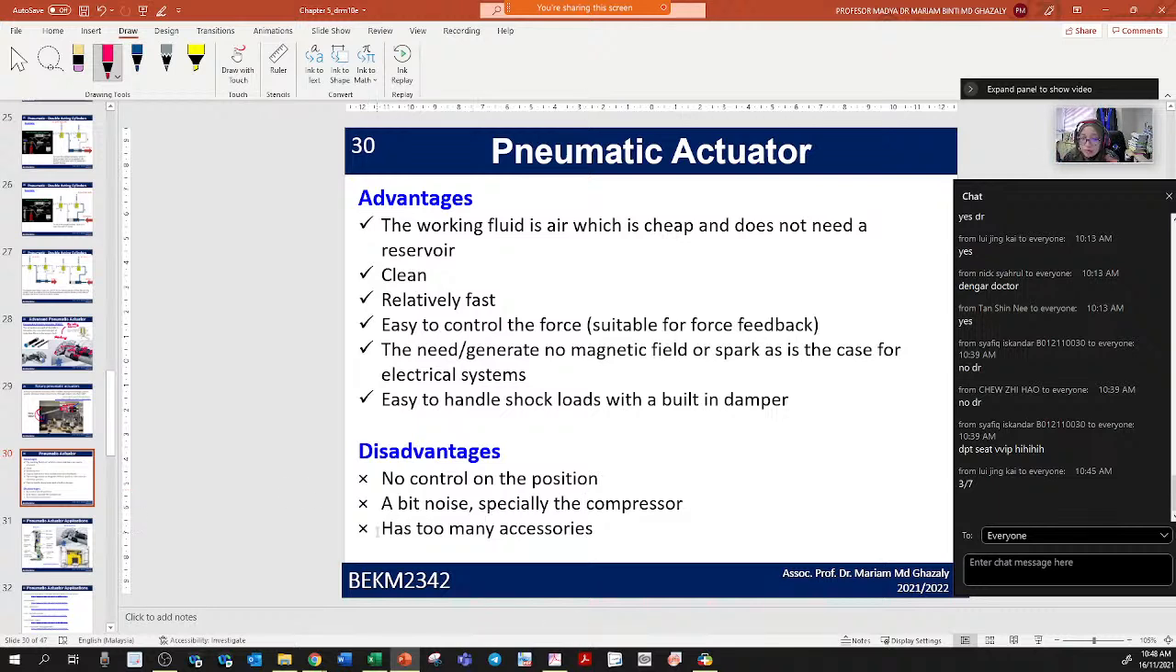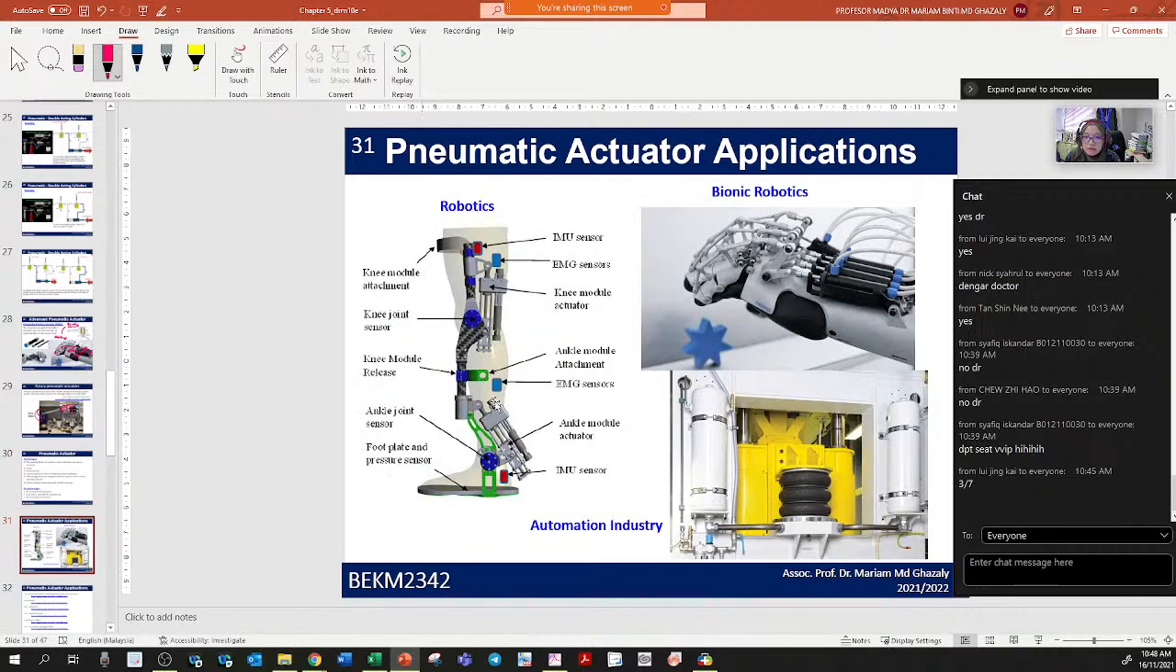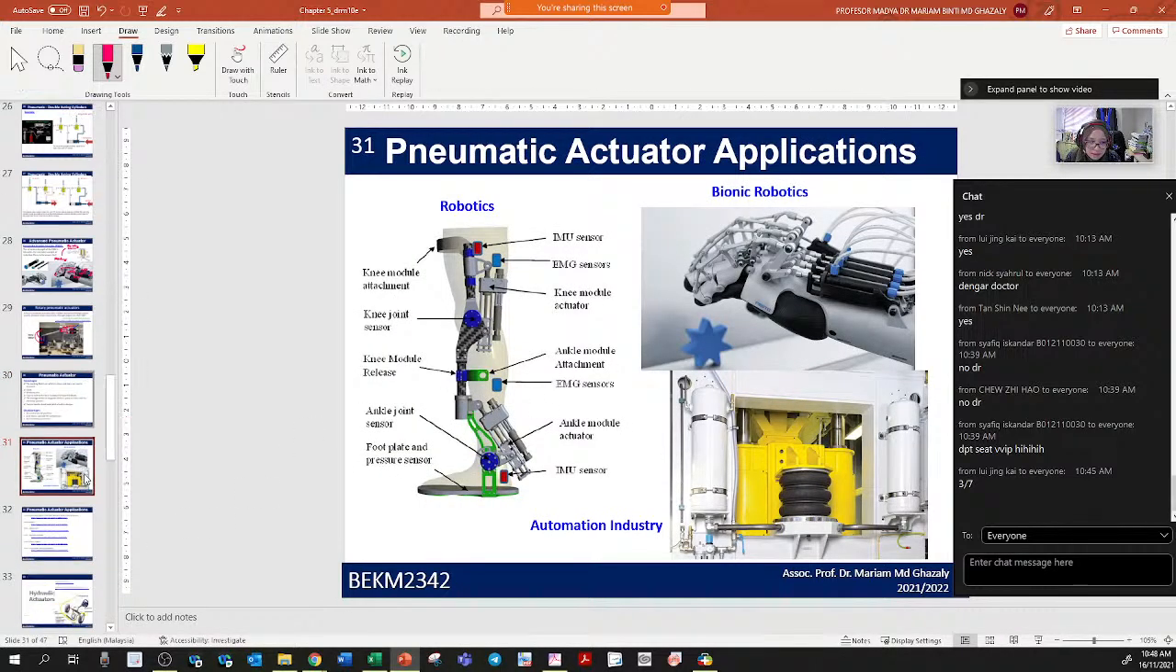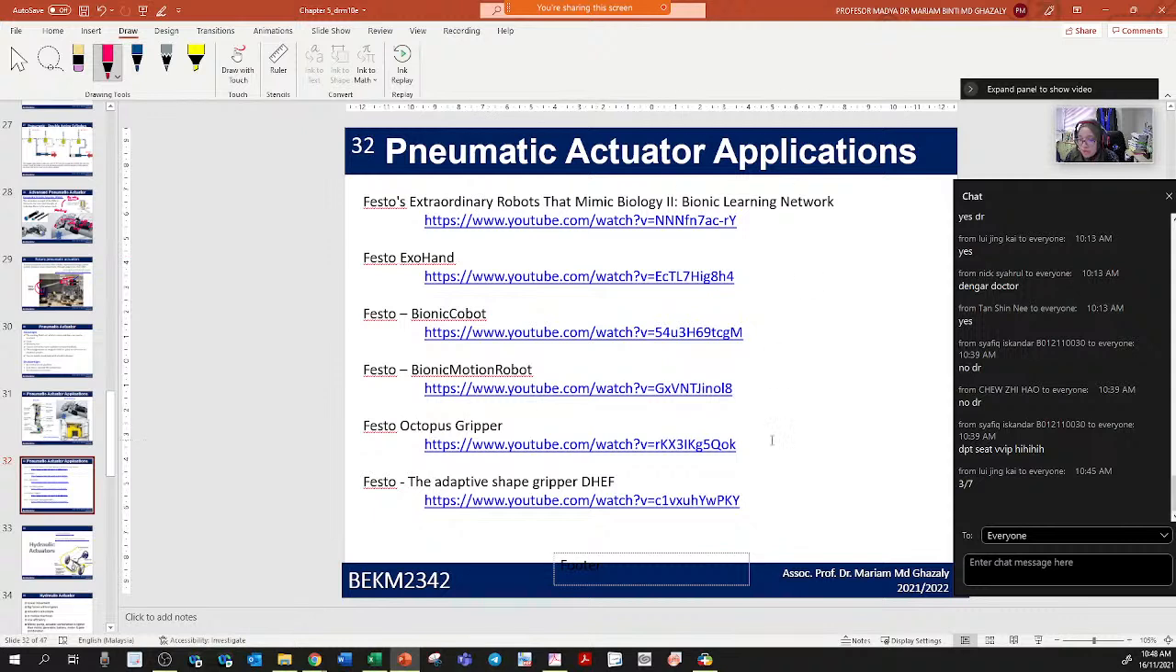A bit of noise just now when you saw the video, it's a bit noisy because of the compressing of the air. And of course, too many additional accessories. You have the directional control valve, the tubing system and so on, the compressor, the FRL. So many things going into the system. So these are maybe disadvantages, but people still use pneumatic because of the high force and high torque. So this is an example, and I think you can just go through this video on Festo.